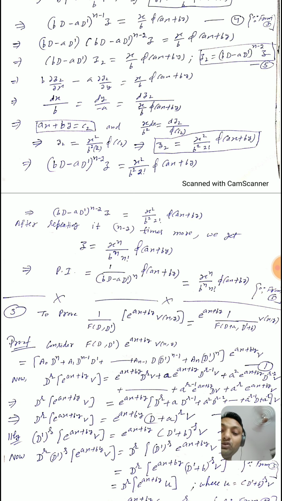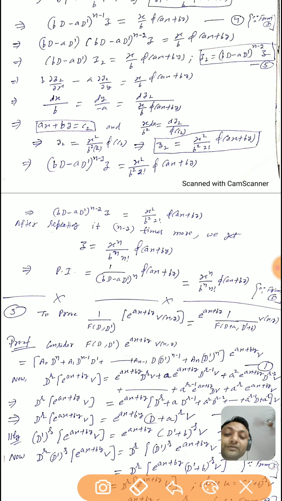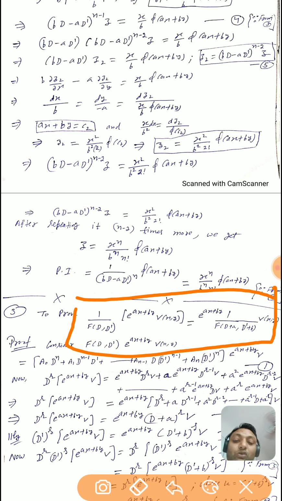we need to prove that when 1 upon f of dd dash operates on e power ax plus by into vxy, and we operate 1 upon f dd dash on e power ax plus by only, we take e power ax plus by outside of this operator, and the operator is replaced: d by d plus a and d dash by d dash plus b, operating on vxy.